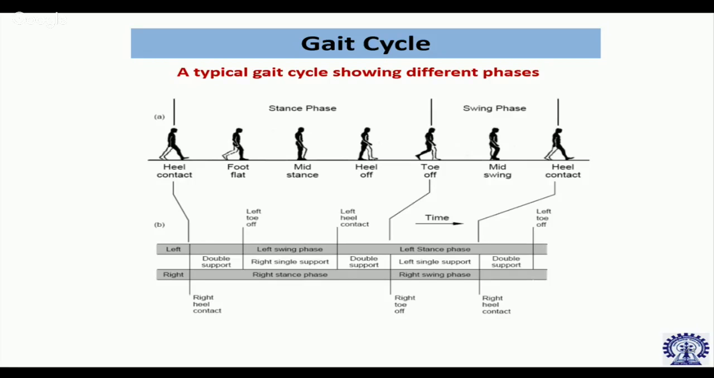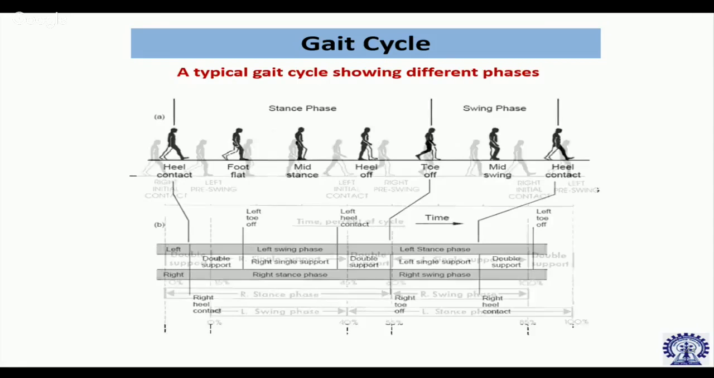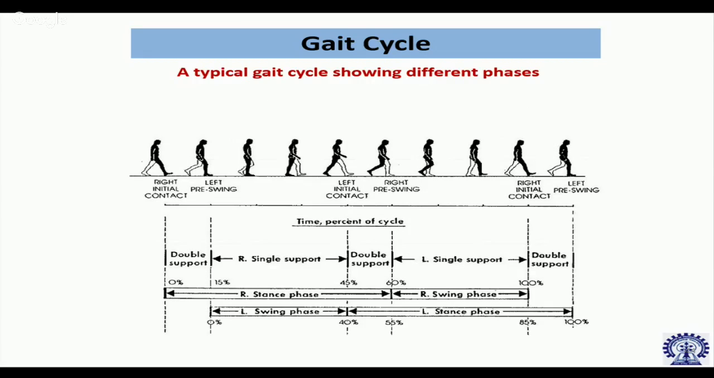So we have these phases which can be expressed in terms of percentage of the total gait cycle, and you can see that there is the right stance phase, which is about 60% of the whole cycle, and 40% is the right swing phase, whereas the left swing phase is about 40%, and at the same time the left stance phase is, you can see, 60%.